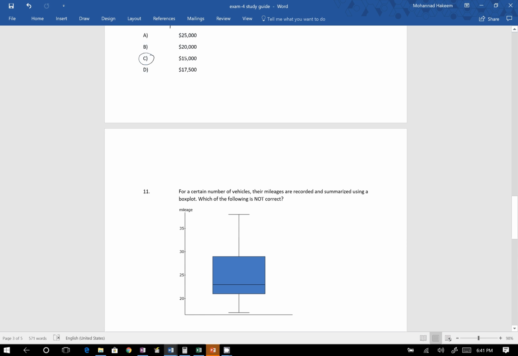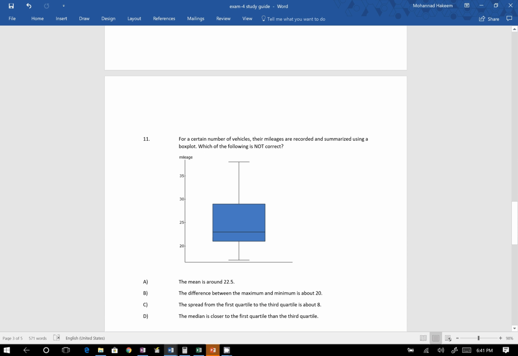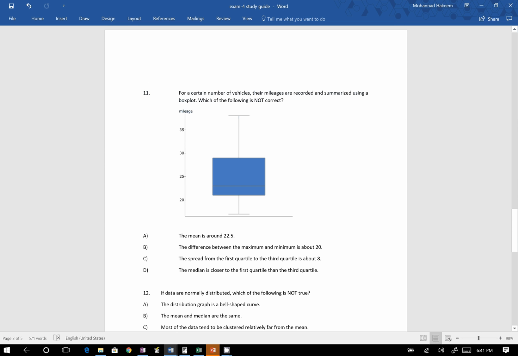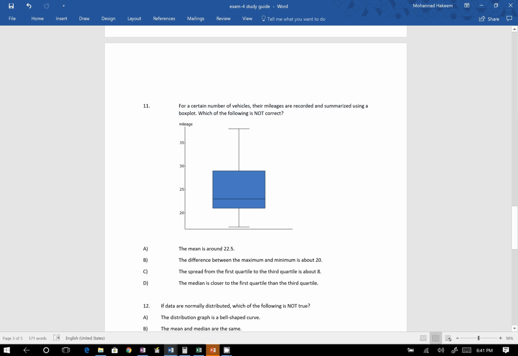Moving on. For a certain number of vehicles, their mileage is recorded and summarized using a box plot. Which of the following is not correct? Before I look at the answer, let me make sure I understand this. This is my minimum. It's about 17 probably. The maximum is about maybe 38 or 37. This is the median. Median is about 22.5. The third quartile is about maybe 28. The first quartile is about maybe 21.